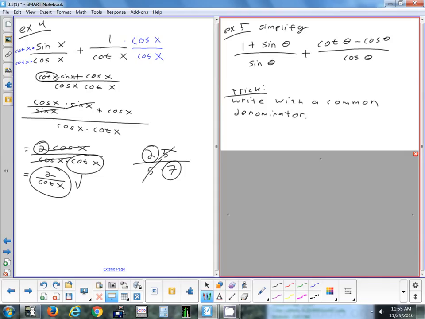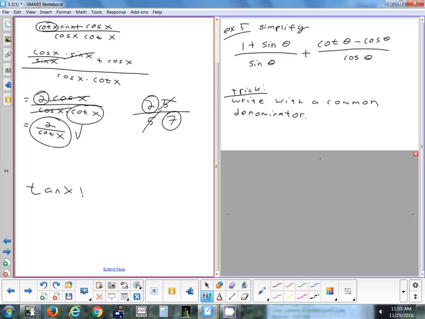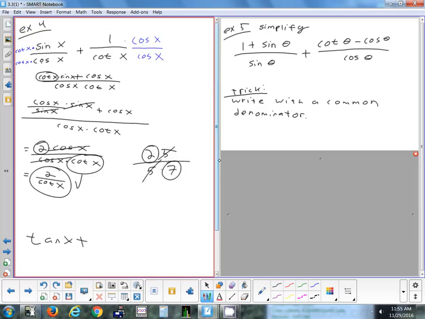Real quick, I want to look at example 4. What's sine over cosine the same as? Sine over cosine is the same as tangent. And what's 1 over cotangent the same as? That's also tangent. And what's tangent plus tangent? 2 tangent x. So there was actually a much simpler way. This wasn't wrong. Everything we did here was right. But it was like the least efficient way to do it. But a lot of times when you do problems on your own, that's what's going to happen. You're going to do it that way, and you're not going to see the quick way to do it. So it happens to me too.